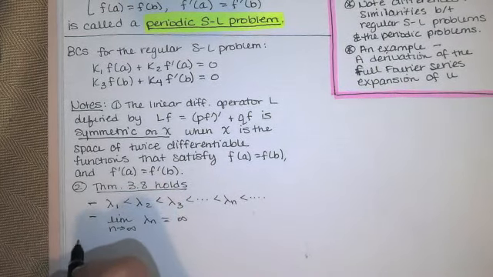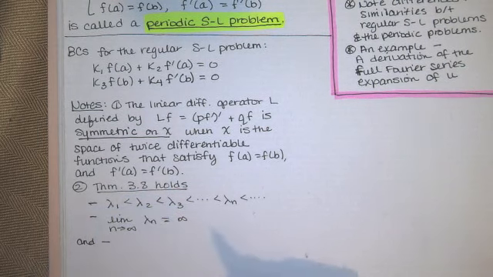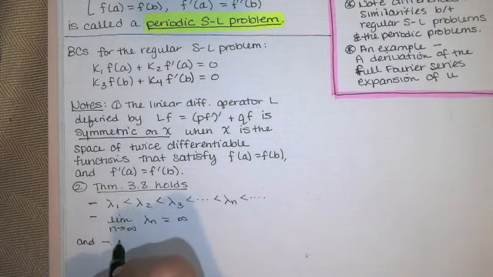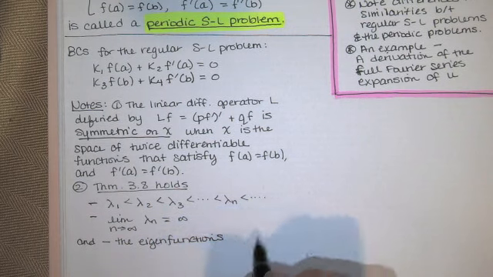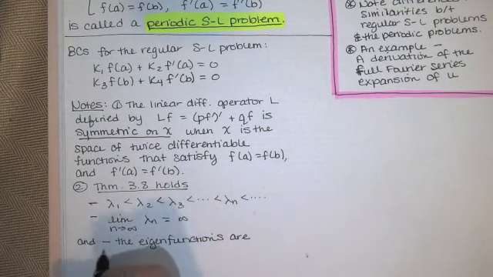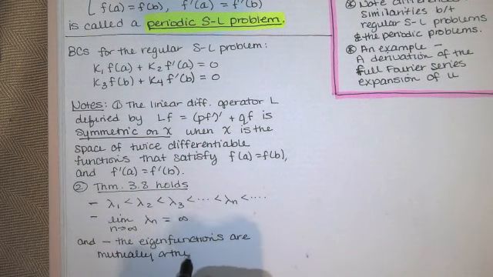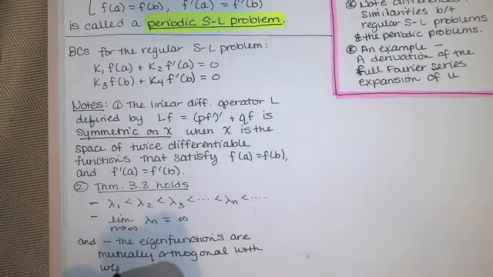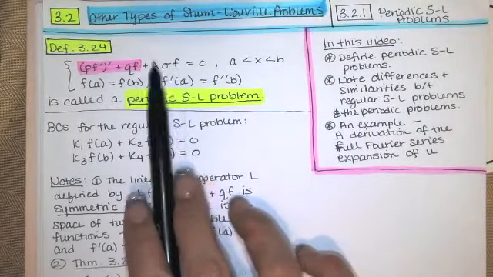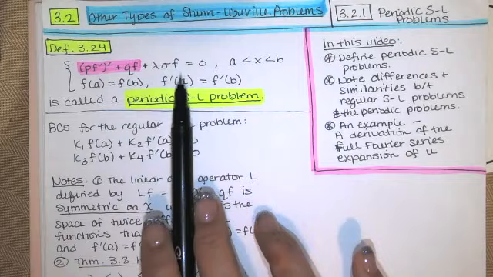And finally, the eigenfunctions are, let's just say, mutually orthogonal with weight sigma. Again, sigma is that function that is multiplying f and the lambda in the differential equation when it's written in this form.